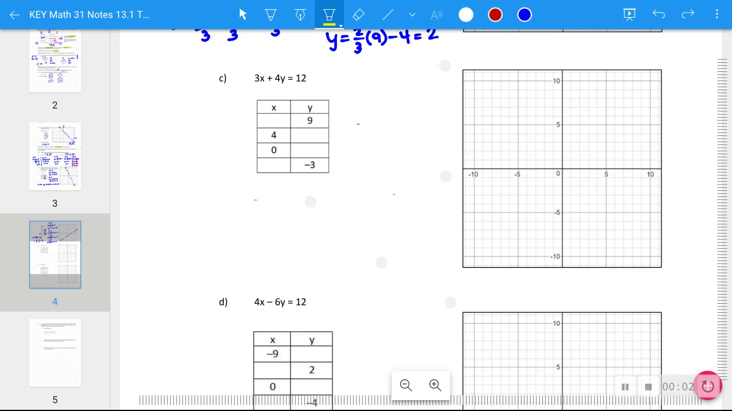Okay, we're picking up on Math 31 notes for section 13.1. This is the third installment, and this is a similar section to what we had on the last video. The difference on this first problem here is that instead of just having x values fed to us, we have to pay attention because sometimes we're fed the y values.